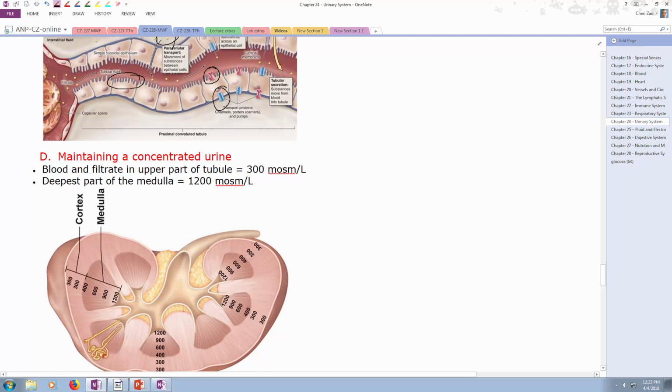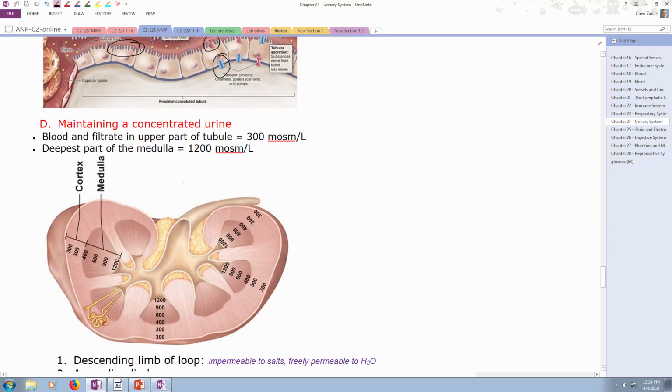Here are some important points about how we concentrate our urine. First off, one of the things that you need to know in the actual formation of urine is the osmolarity of the blood, of the glomerulus, and of the filtrate in the upper part of the tubule, the capsule and proximal convoluted tubule, is all around 300 milliosmoles.